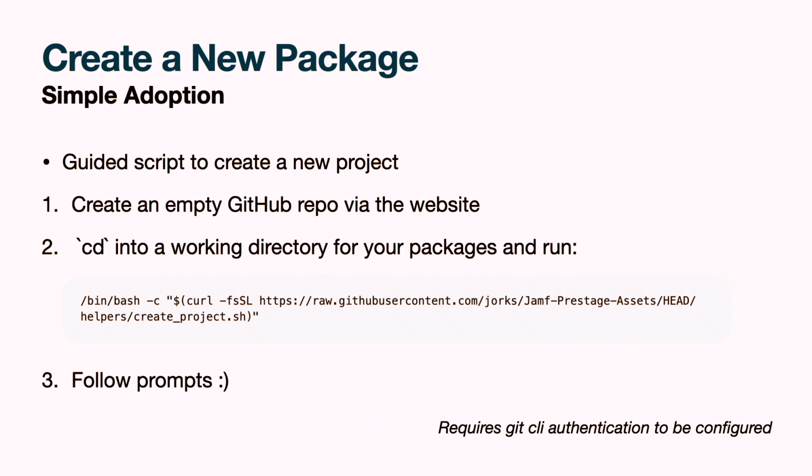Simple adoption. So I really wanted to make this script easy to reuse. So I took a lot of inspiration from how you install Brew on your computer, which is to copy a one-liner and pop it into terminal and hit enter. So the 1, 2, 3 is basically creating an empty GitHub repo, because the only way you can do that is via the website. CD into a working directory on your local computer where all your package repositories are, and then run this script and follow the prompts.